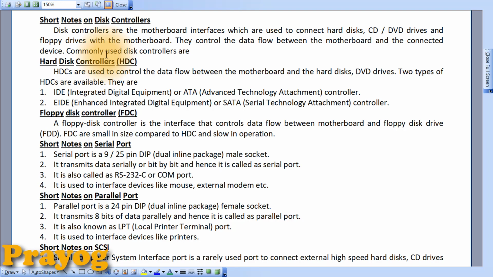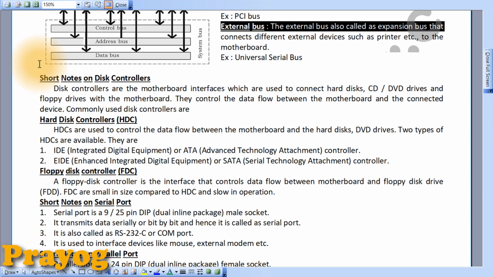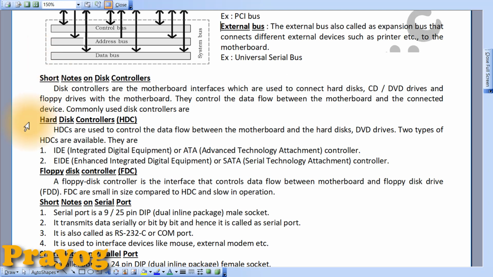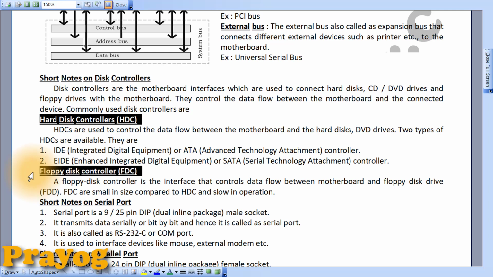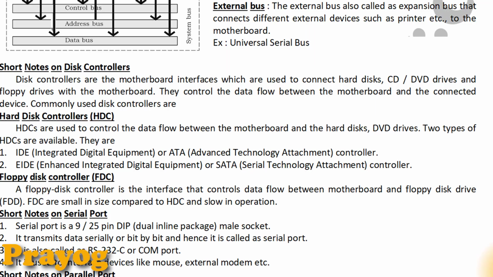Motherboard has two types of disk controllers. They are hard disk controllers, and even a motherboard may contain a floppy disk controller. A hard disk controller is one such disk controller which is used to interface hard disk with the motherboard, whereas the floppy disk controllers are used to interface floppy disk drives with the motherboard. Hard disk controllers are used to control the data flow between the motherboard and the hard disks, and even they can be used to interface DVD drives or CD drives.